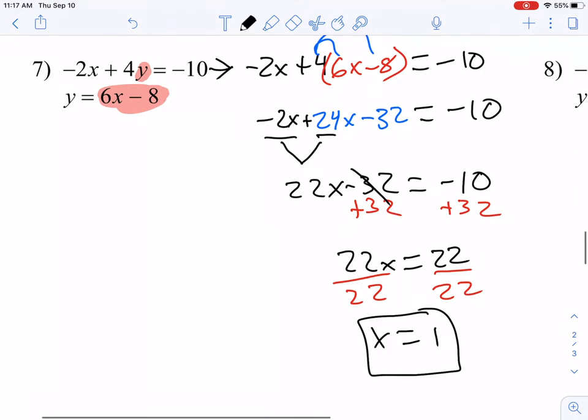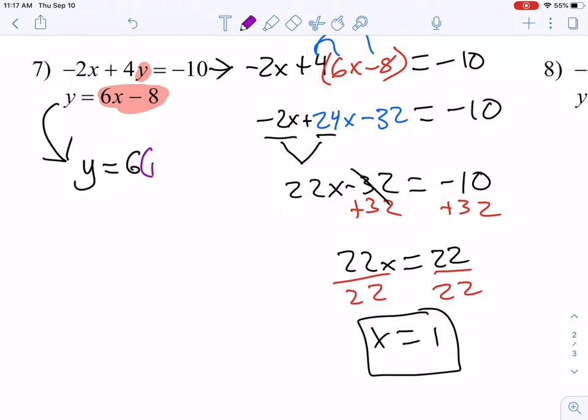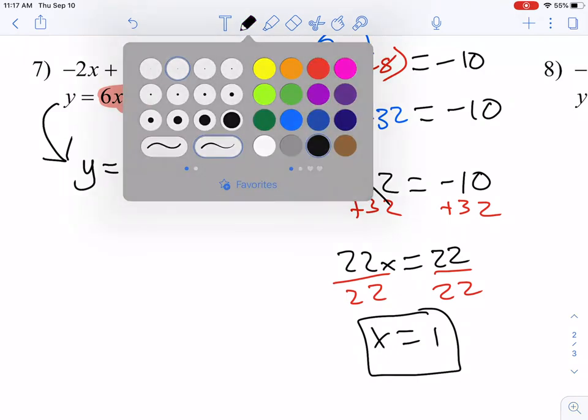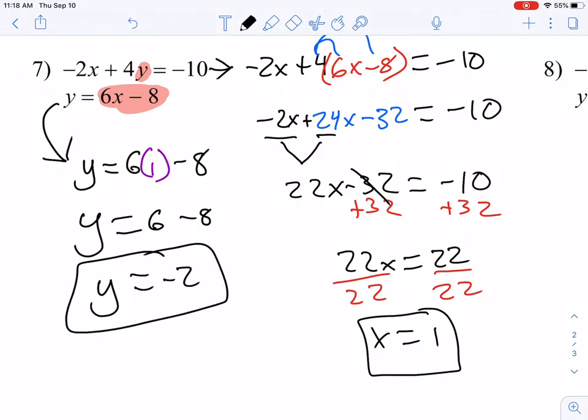I can take that, plug it back in either equation, but I like to choose the one that has y solved for because it's much easier. 6 times x, which is 1, minus 8. So y equals 6 minus 8 when I did 6 times 1, which means y equals negative 2. And then we write our answers in ordered pair, x, which is 1, comma, y, which is negative 2.